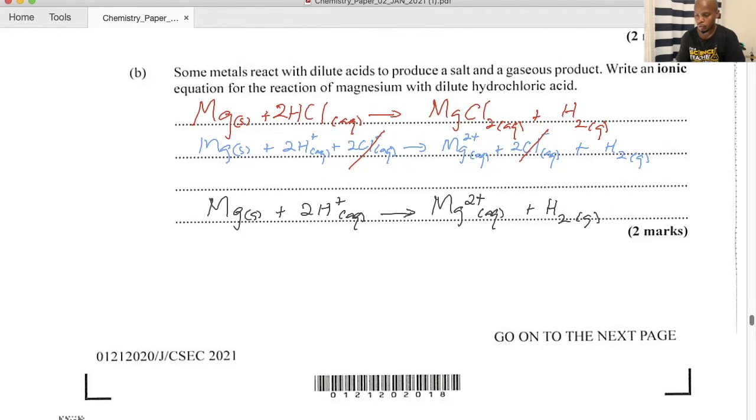Yeah, so that is what is really happening at the surface. Everything else is considered spectator ions. So your chloride here will be considered a spectator ion.